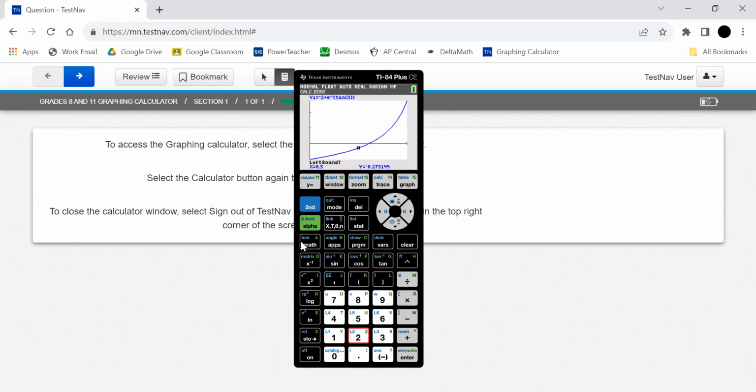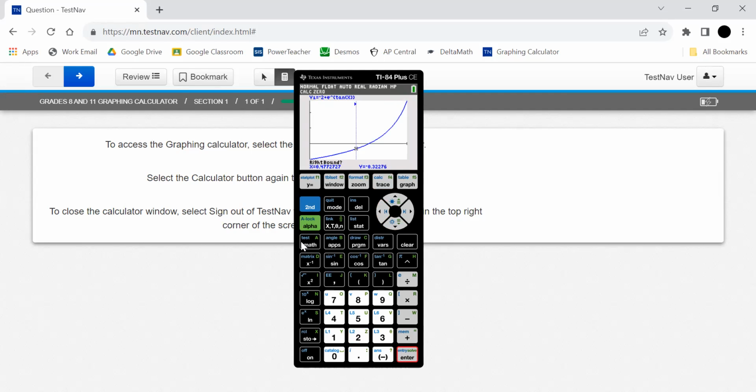It's going to bring us back to the graph with a cursor flashing somewhere on it. And it's going to say left bound. What that's asking you to do is to put a left boundary on where you're looking for your x-intercept. Since my cursor is already to the left of where that x-intercept is, I can just go ahead and hit enter. If it wasn't already to the left, you just use the left arrow key to get over to somewhere to the left. So since we're to the left, I'll hit enter.